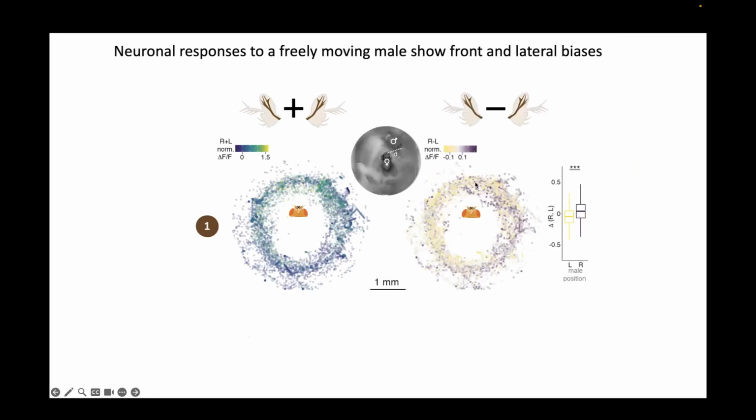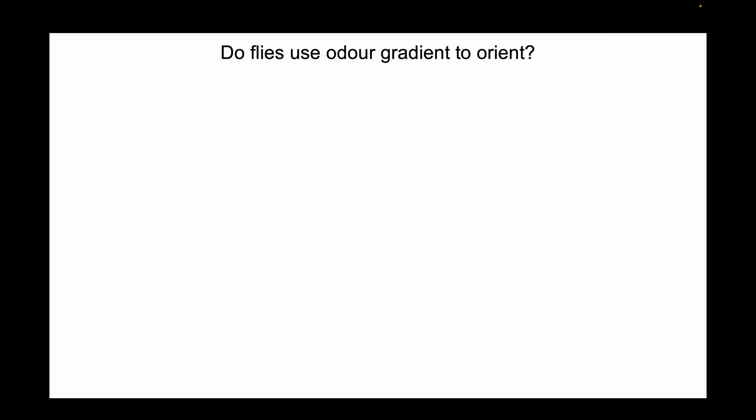And also we see a side preference. Looking at the difference between the left and right antenna, we see that the left antenna is mostly activated when the male is on the left side. The right antenna is mostly activated when the male is on the right side. So there is both a front bias and a side bias. So already we can see that the information from the receptors can be used to localize the spatial location of the male. So there is an odor gradient between the left and right antenna.